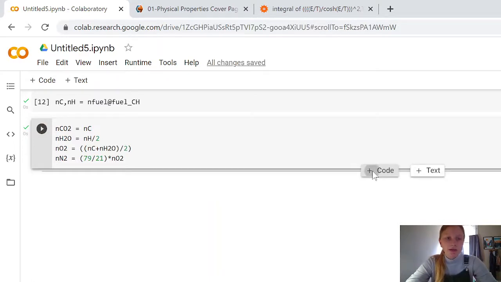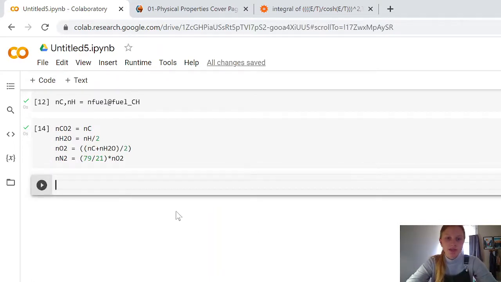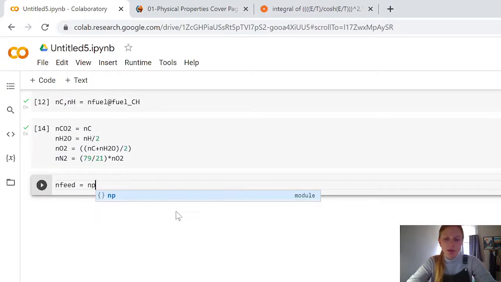Okay, so now the next step is we need to merge the matrices. We want everything coming into the system to be in one variable. We're just going to call that the number of feed moles. And so we're going to be using numpy concatenate to do that.